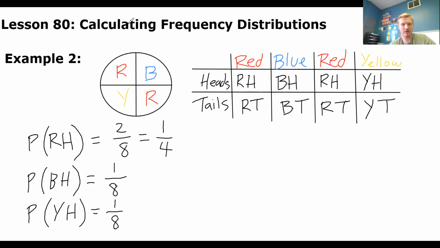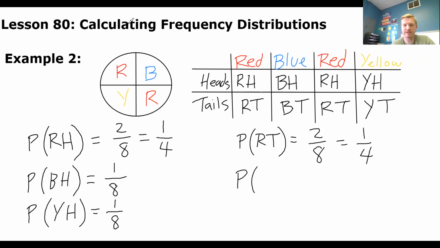Now let's move on to tails. So what's the probability of us getting a red and the tails? That's going to be the exact same as our red and heads. So 2 out of 8, which also equals 1/4. Probability of blue and tails, the exact same as our blue and heads, which makes sense. Probability of yellow and tails, 1/8 once again.